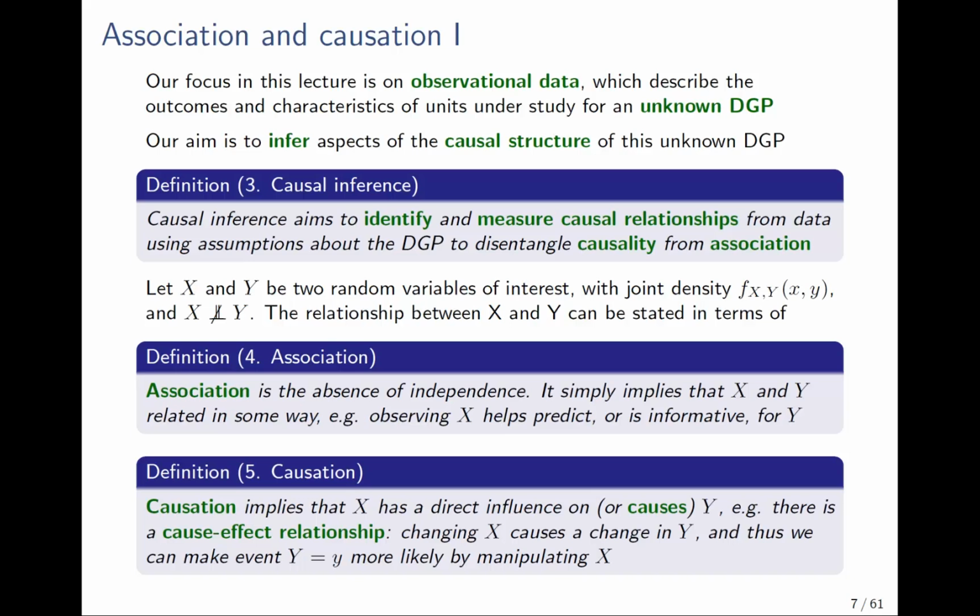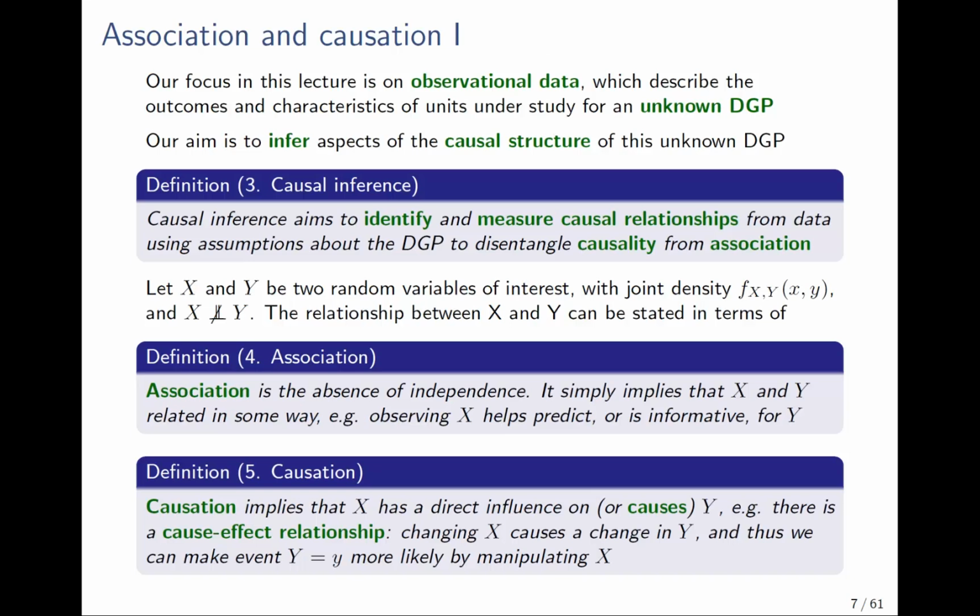Now that's the data that statisticians, more often than not, are dealing with: observational data, and that's going to be our focus in this lecture. We're going to focus on observational data, which describe outcomes and characteristics of units from an unknown data generating process. And we're assuming, therefore, that we don't have access to experimentation.